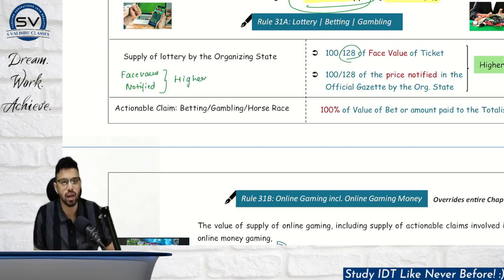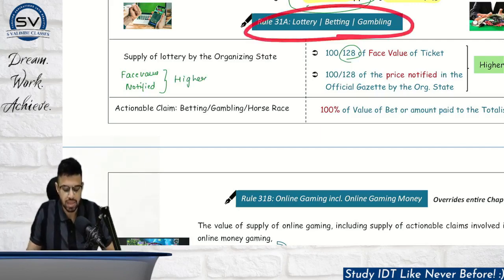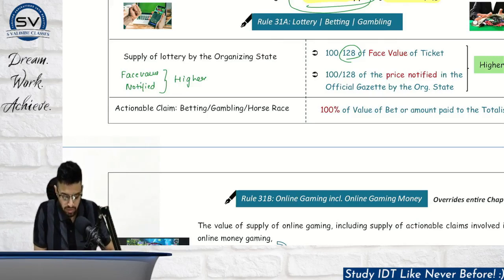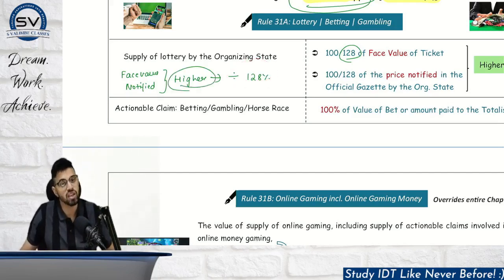What do you mean by 128? Now understand logically. On these kinds of items and services, betting, gambling, obviously the highest rate of GST is going to apply, that is 28%. So we are assuming the face value and the notified price to be inclusive of GST. Hence, whatever the higher value is, you divide that by 128%. So we are assuming this to be inclusive of GST. Whatever value comes, that will be your face value and 28% will be your GST rate, right?